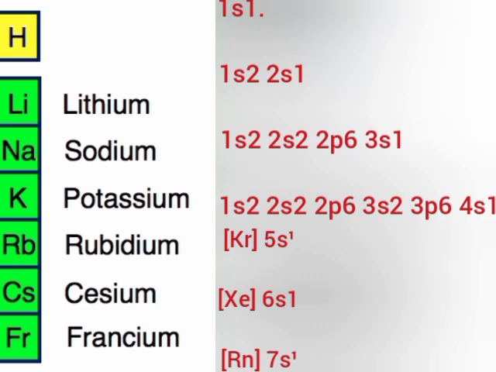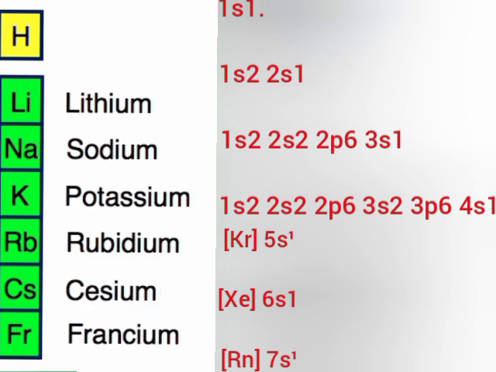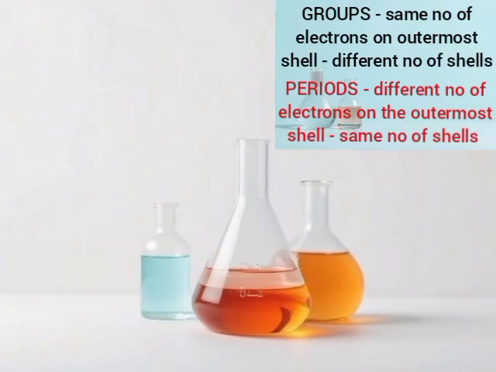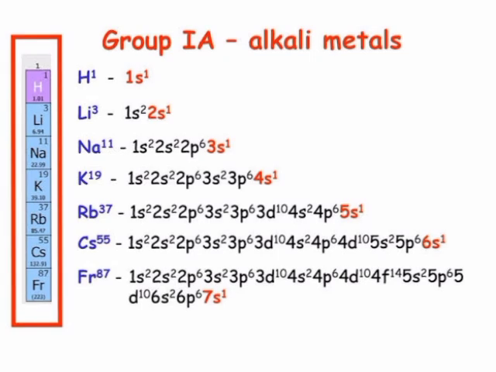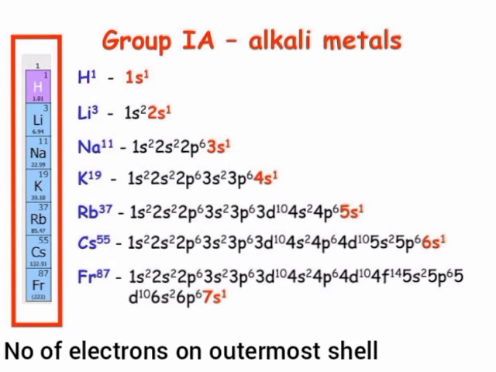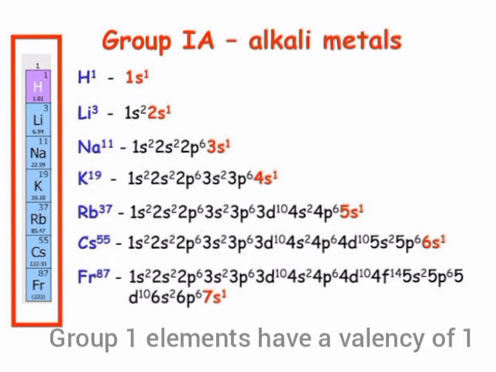So, Group 1 elements: we have hydrogen, lithium, sodium, potassium, rubidium, caesium, and francium. Now, referring back to what I highlighted over here, notice that they all have the same number of electrons on the outermost shell. Hydrogen has 1 electron on its outermost shell, and so do lithium, sodium, potassium, rubidium, caesium, and francium. Now that we know the number of electrons in their outermost shell, we automatically know their valency. In other words, all Group 1 elements have a valency of 1.